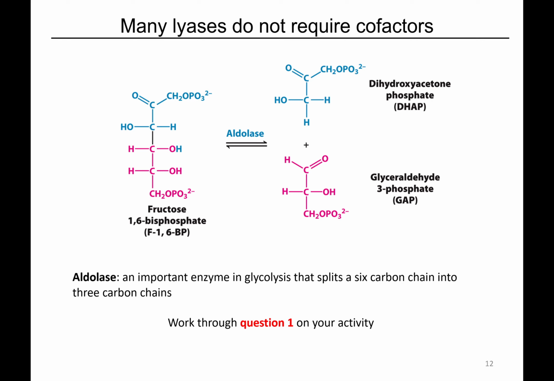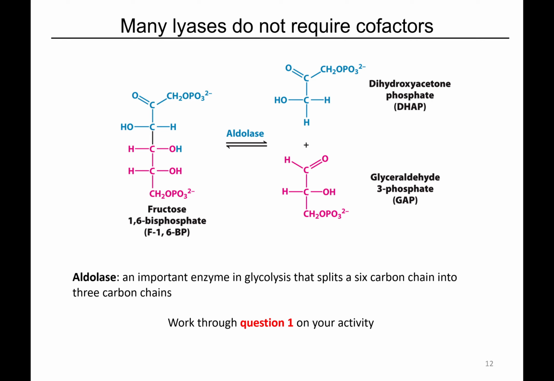Okay, so if we look at aldolase, which is one of the central enzymes in glycolysis, it's responsible for splitting a 6-carbon chain into 2 equivalents of a 3-carbon chain. Okay, aldolase breaks a CC bond, so it would be that class 4.1.